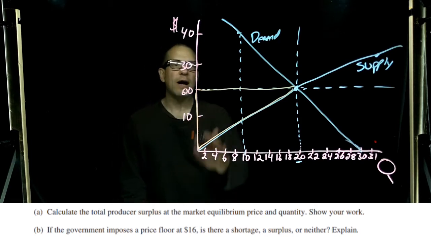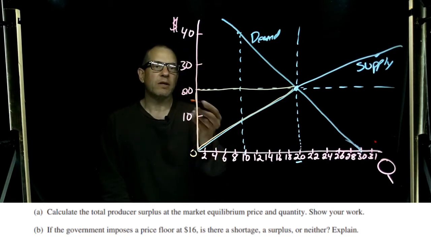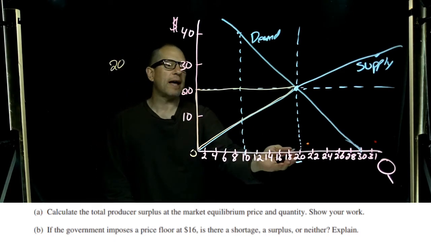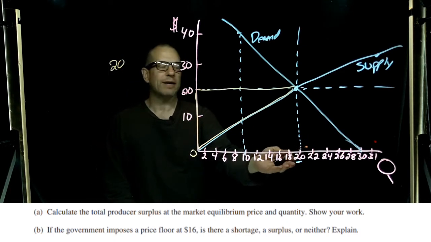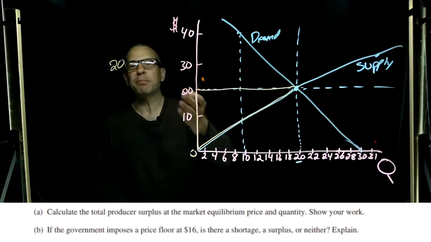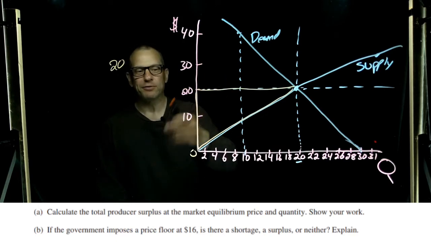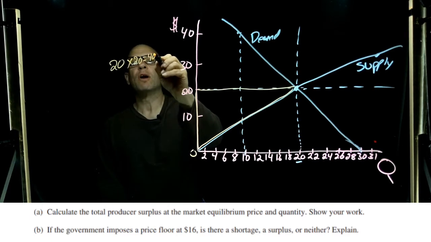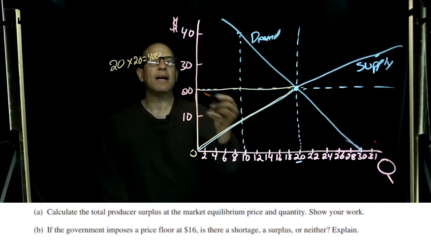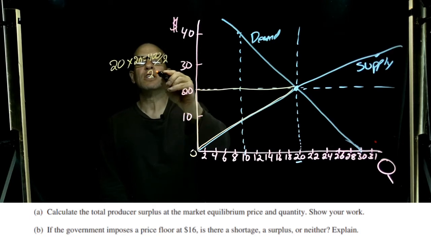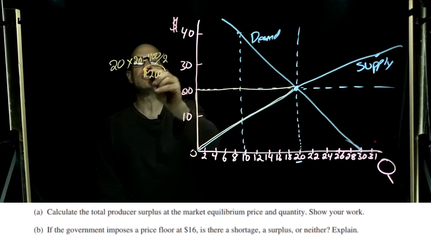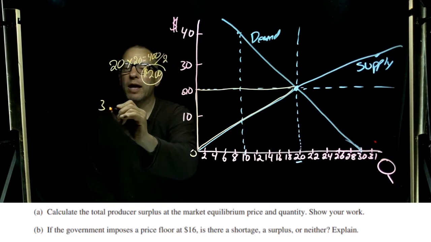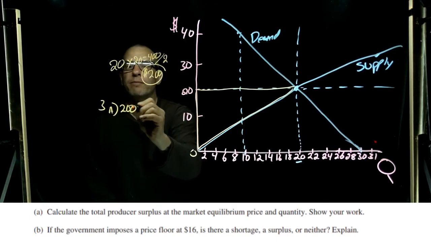And so to figure that out, we would take the quantity here, which is 20, and multiply that by the price, which is 20. Okay, so 20 times 20 would give us 400. Okay, and then it's a triangle, so let's divide that by 2. And so our total producer surplus here for 3A would be 200. Okay.